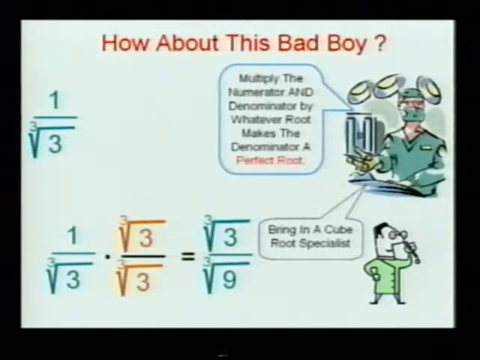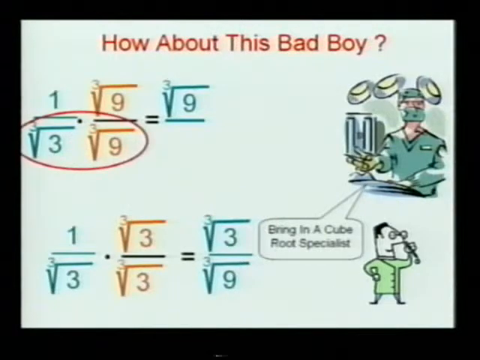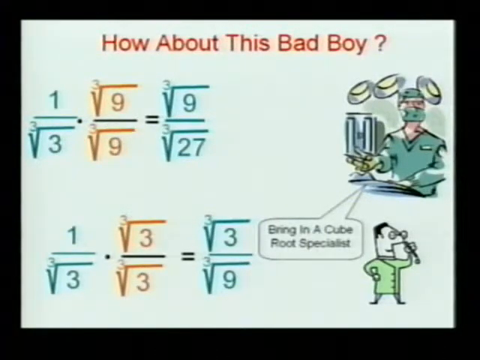What do we do now? Well, let's find a number, in this case 9, that when I multiply it by the bottom, I'm going to get a perfect cube. In the top, I get cube root of 9. In the bottom, you love 27, because you know what the cube root of 27 is. Yes! It's a perfect number, 3.